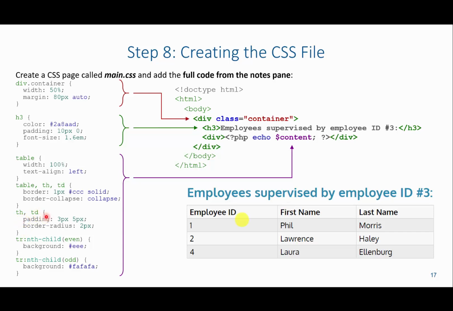TH and TD mean that we're going to have 3 pixels on the top and bottom and 5 pixels on the left and right, and that's what allows the text to not touch or butt up against the lines in my table. Then I have a table row of the nth child even, which means that every even row is now going to have a background color of EEE, and every odd row is going to have a background color of FAFAFA. So this EE is this gray, and the FA is closer to a white color.